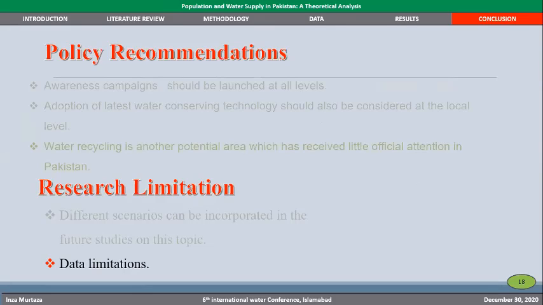And there are data limitations, as this study had to use proxies for water supply and water demand. So there is space for future research on this topic. Thank you very much. That's all from my side. I would be very happy to answer your questions if you have any.